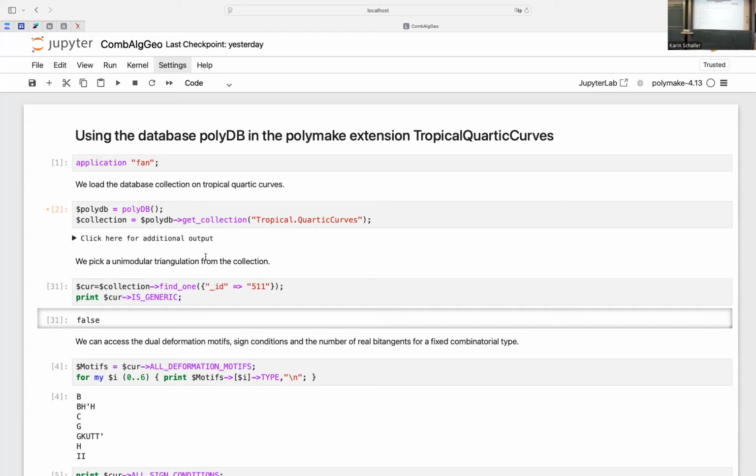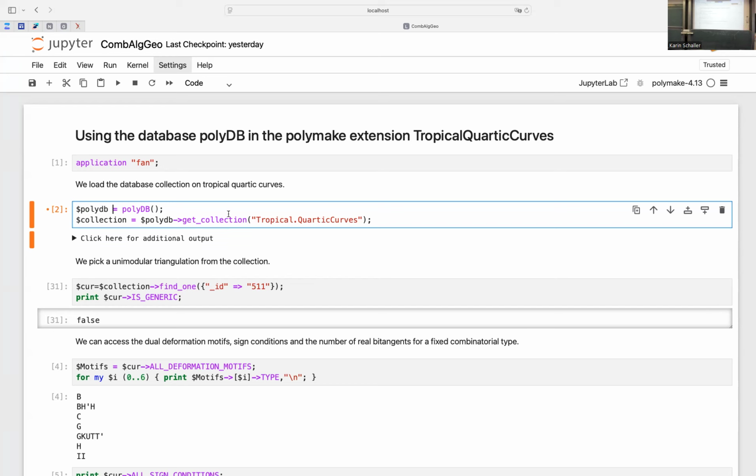This is a Jupyter notebook that runs a Polymake kernel, and I compiled it before so that hopefully everything is still correct, so that I don't have to compile it live now, because usually then things go wrong. Here in this line, I connect to this database PolyDB, which contains all the data that I computed during this project. So if you want to look at your favorite unimodular triangulation and learn about its real topology of the tropical curve, you can go to the database and have a look at it.